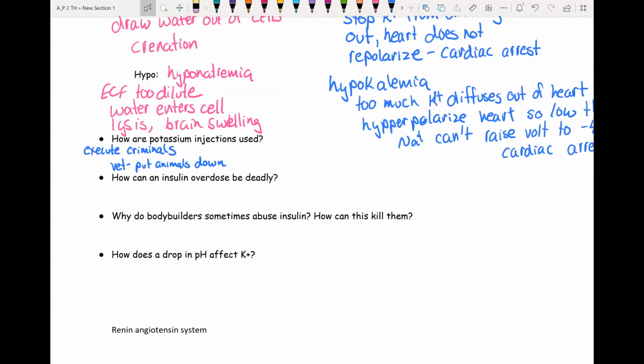Okay, insulin is going to affect your potassium. Remember, the whole point of insulin is that it moves nutrients from your blood into your cells. You get insulin after you eat.